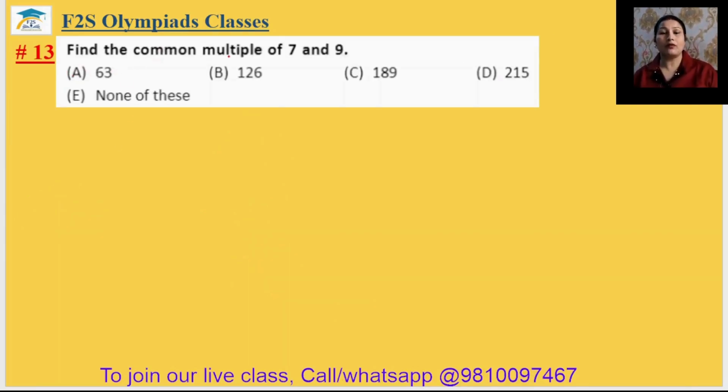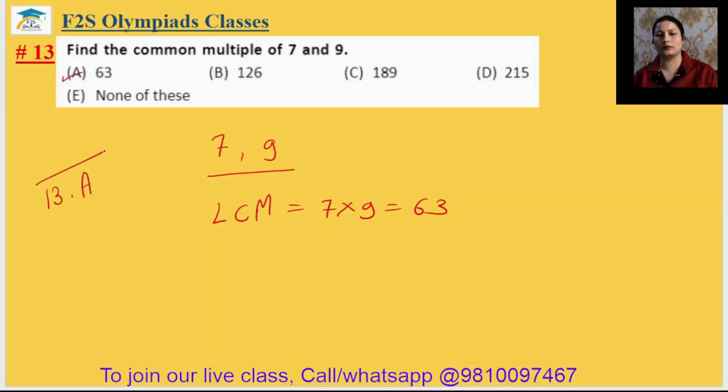Question number 13. Find the common multiple of 7 and 9. Common multiple means the number which can be divided by 7 and 9 both. So 7 and 9 are co-prime numbers. You can see there is only one common factor, that is 1. So the LCM of co-prime numbers is the product of the numbers. LCM equals 7 multiplied by 9, that is 63. It is available in option A. The 13th answer is option A.